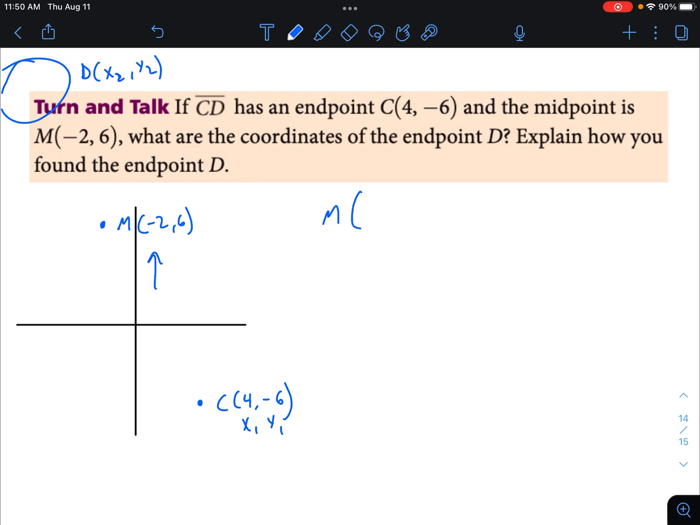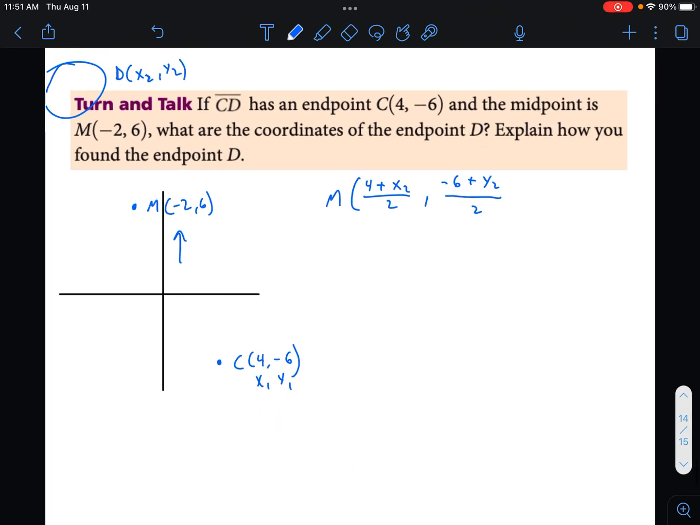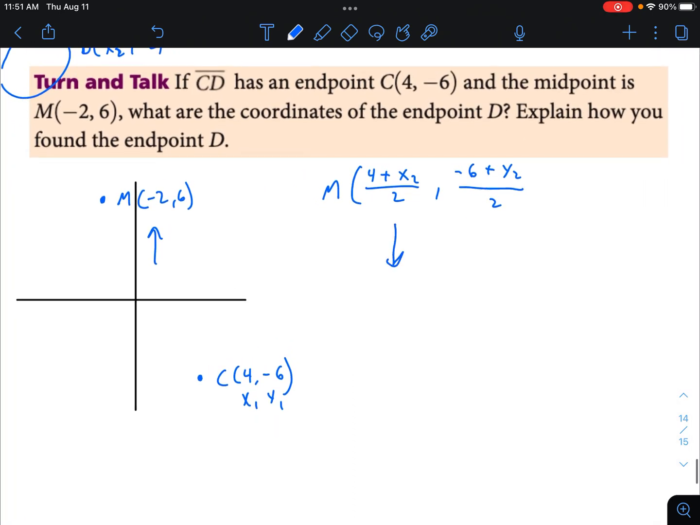So let's see. 4 plus whatever that x2 is, divided by 2. And we also have -6 plus whatever y2 is, divided by 2. But I know what the answer is going to work out to be. I know eventually the answer is going to work out to be (-2, 6). I know that because that's the midpoint. They gave me the answer to this.